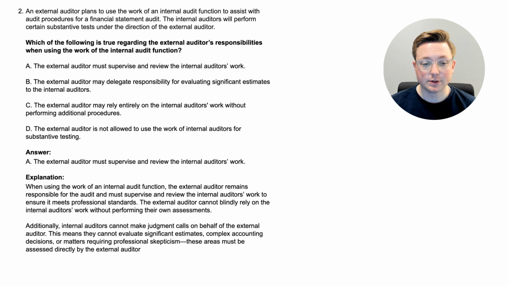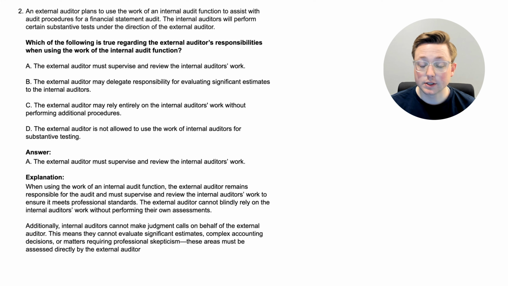All right, here we are. The answer is A, the external auditor must supervise and review the internal auditor's work. So let's walk through this. When using the work of an internal audit function, the external auditor remains responsible for the audit and must supervise and review the internal auditor's work to ensure it meets professional standards. The external auditor cannot blindly rely on the internal auditor's work without performing their own assessments.